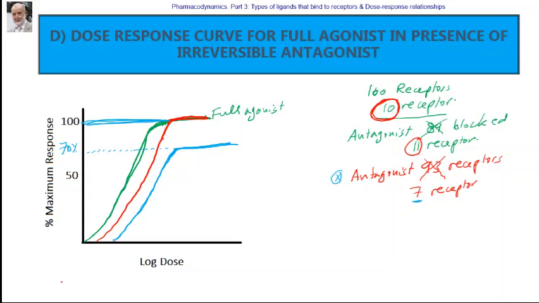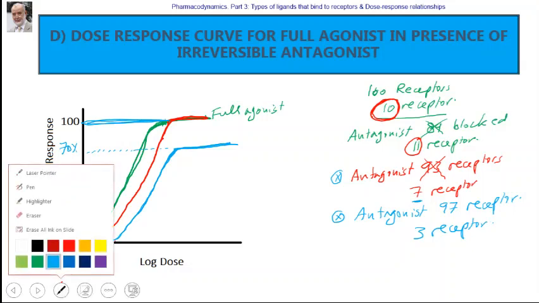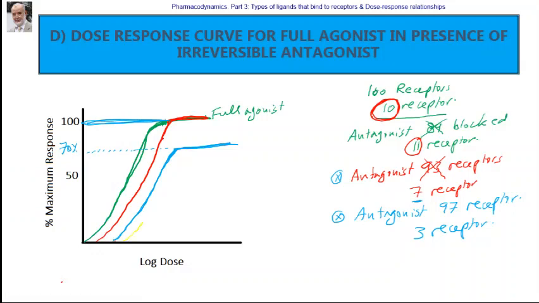Okay. Now, suppose I added more of the antagonist, a higher dose that blocked, for example, 97% of the receptors. So how much is left free? Only 3% of the receptors left for the agonist to produce action. So what will happen in this case? I will see that the agonist can produce only 30% of the expected maximum response. 30%.